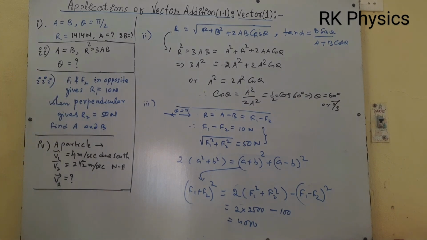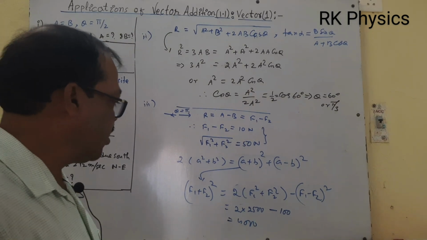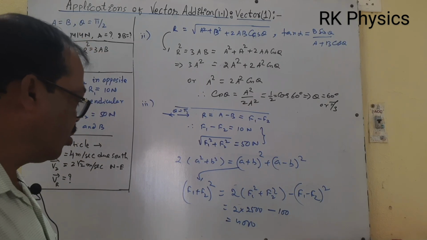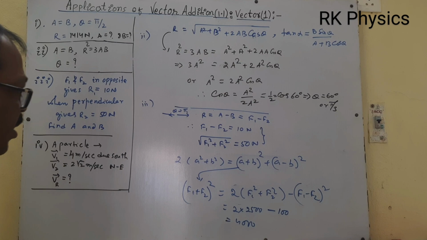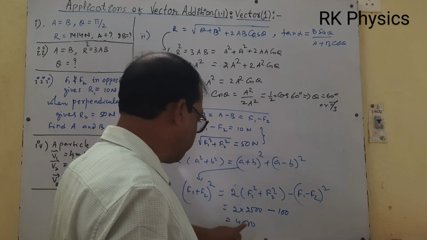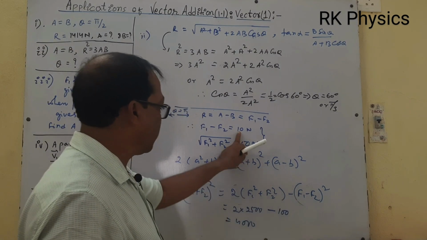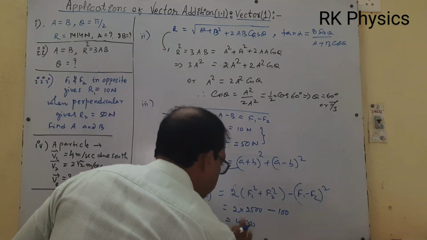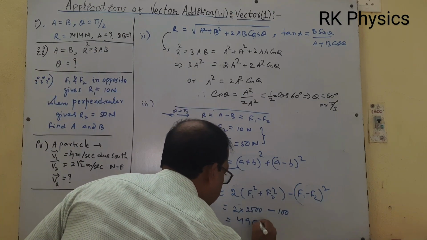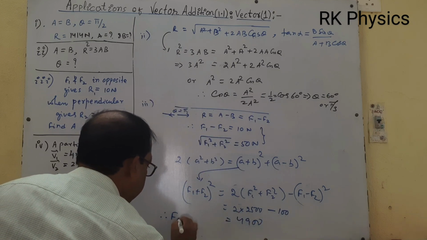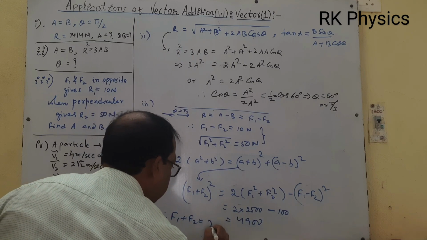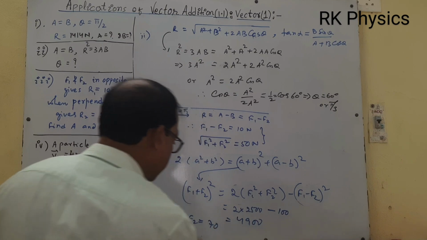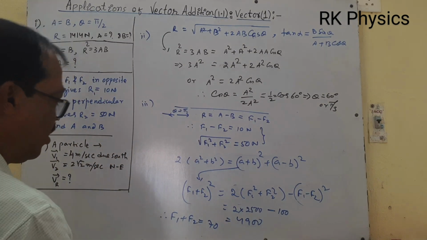So f1 square plus f2 square, root over is 50, so f1 square plus f2 square is 50 square, 2500. Then into 2 is there, this means 5000. f1 minus f2 is 10, 10 square is 100. So this is 5000 minus 100, this is 4900. So therefore f1 plus f2 is 70. Okay, 70.